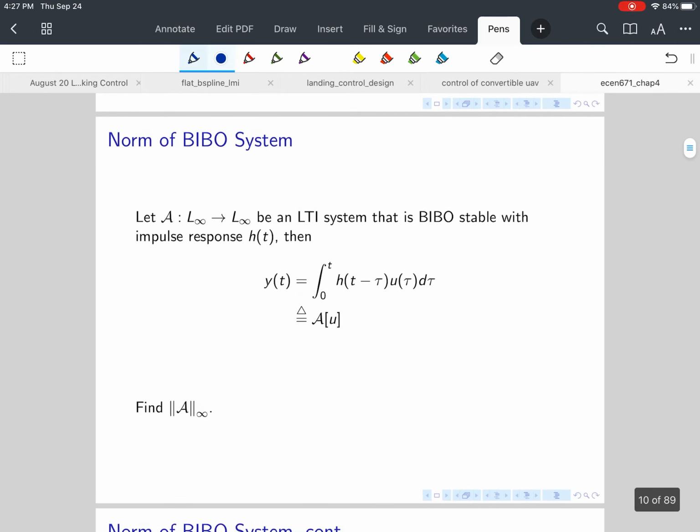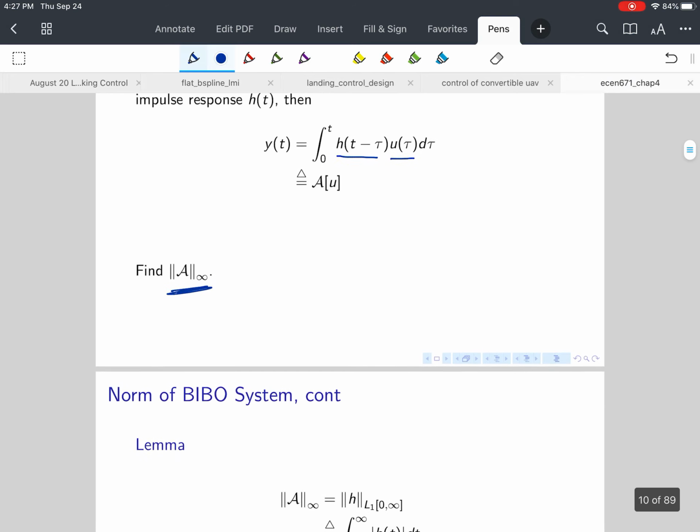is, let A, so how would you compute it? So if A goes from L infinity to L infinity, in other words, a bounded input, bounded output system, if the system is bounded input, bounded output stable, then we can write the output in terms of its impulse response. This is the convolution of the impulse response with its input. And we can think of convolution, like we showed, as a linear operator. And so what is the infinity norm of that linear operator?